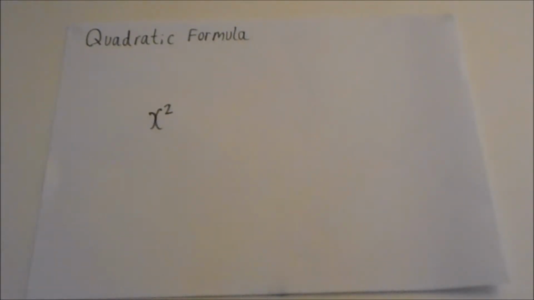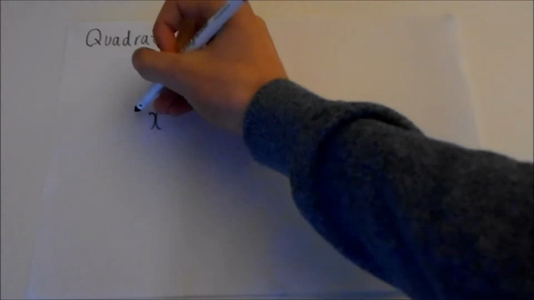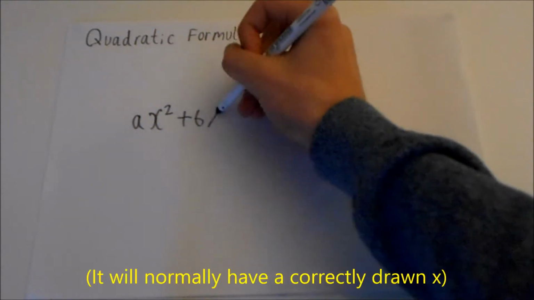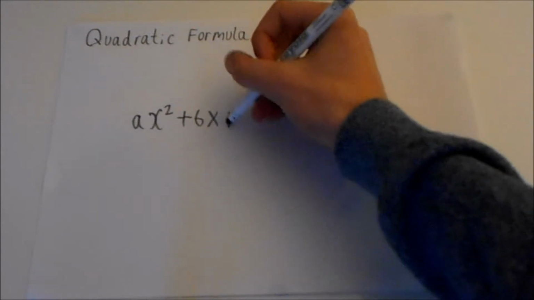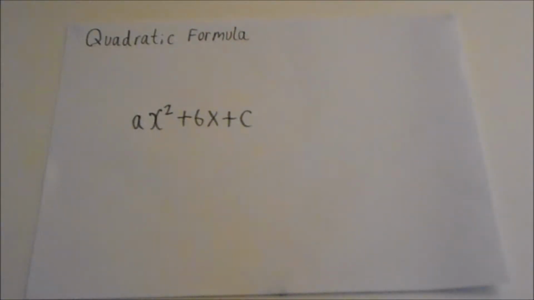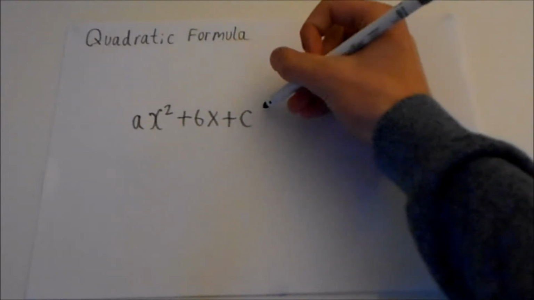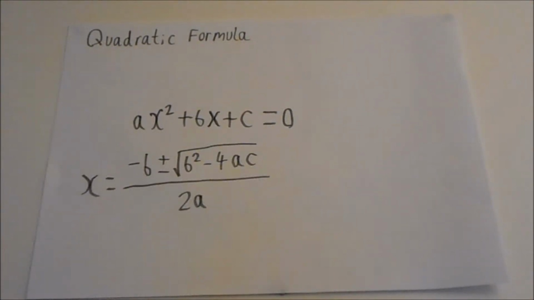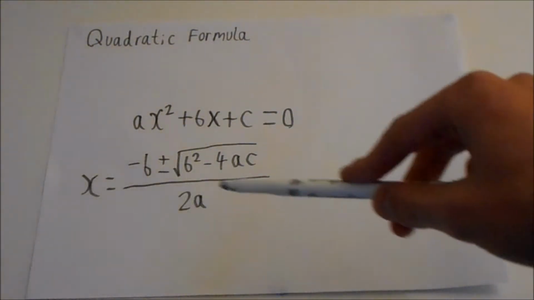Now, most quadratic equations will be in the form of something like ax squared plus bx plus c. So when you have one of these equations, what you need to do is find out what x is equal to. Now this equation will probably have an equals 0 on the end. So the quadratic formula looks a bit like this.